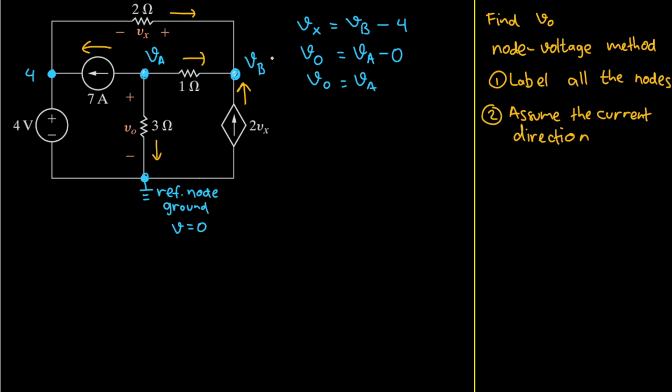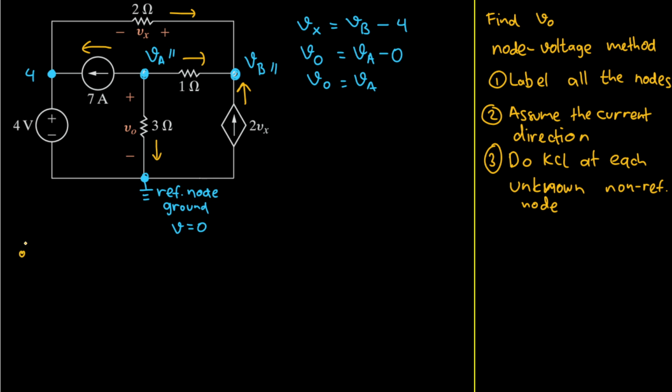Okay. Now the most crucial thing is step number 3. We need to do KCL at each unknown non-reference node. There are 2 unknown nodes here, VA and VB, right? Let's do KCL at VA, and then let's do KCL at VB. Let's do exactly that. Let's do KCL at VA.